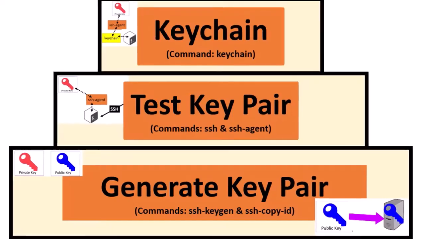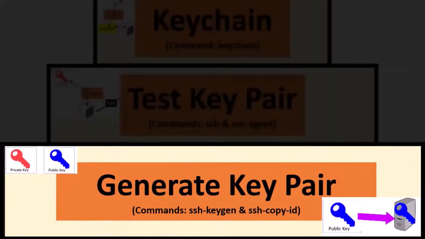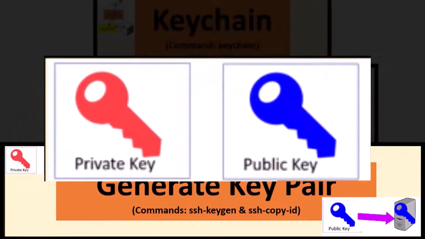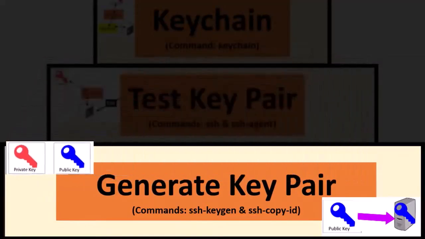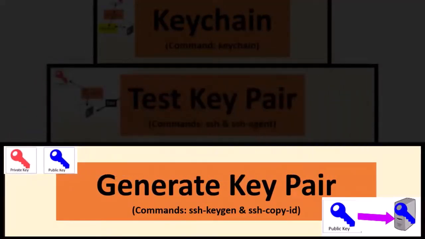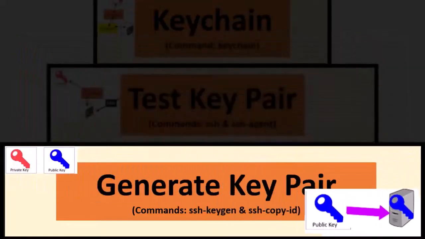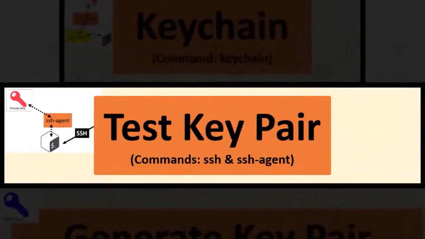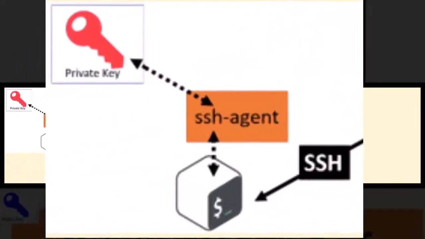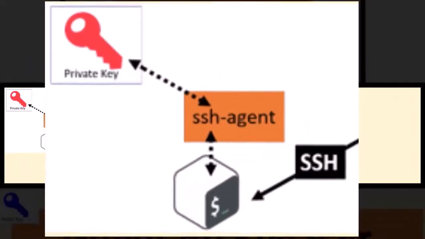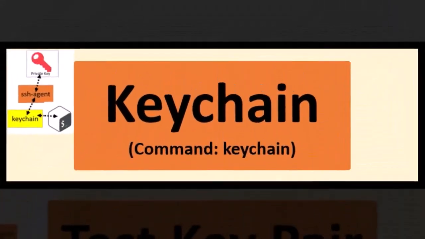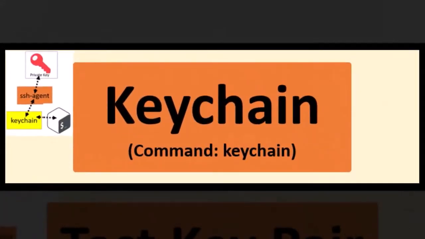Here's the roadmap to implement what was covered in the previous video. First, we'll generate our SSH key pair, then transfer our public key to the respective servers. We then test our private key, then we can implement Keychain.